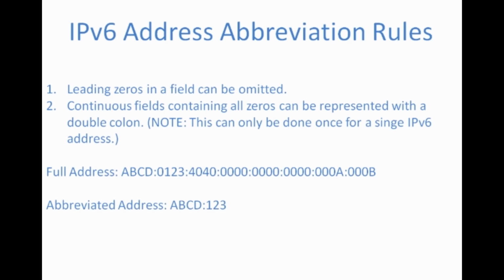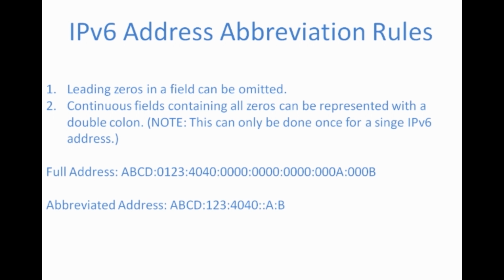Here's what that abbreviated address looks like. We've got ABCD colon 123, we omitted the leading 0 in front of 123, colon 4040. There's nothing we could do to abbreviate that field. But then we had our 3 fields of contiguous zeros. We represented those fields with colon, colon.